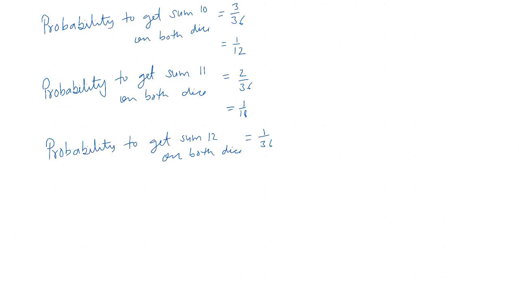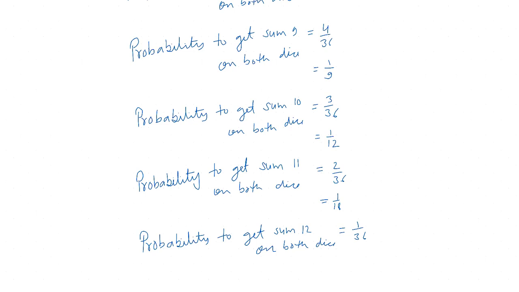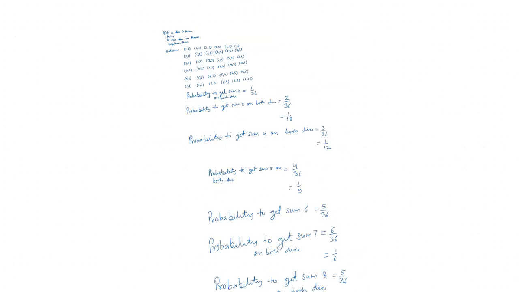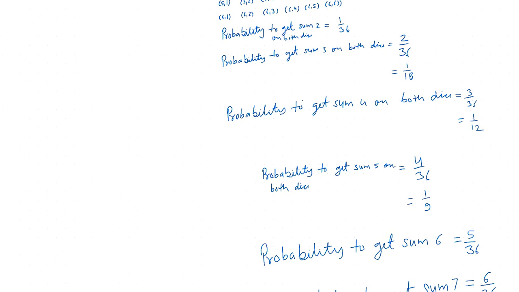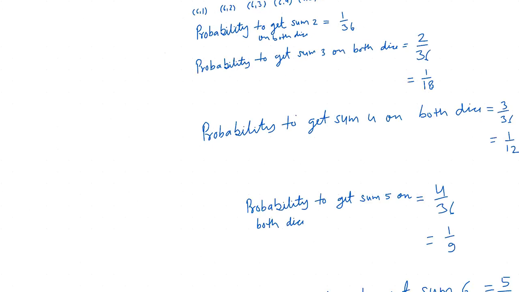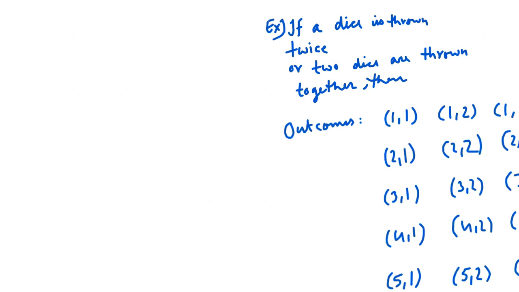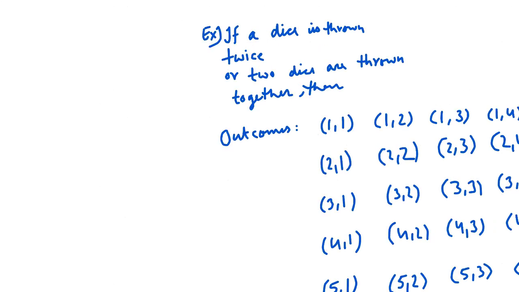Ma'am, why are you writing this on both dice? Can you explain why you're writing this? Yes, the probability to get the sum 12 on both dice. I'm telling you why we write here. If you take the second condition, where two dice are thrown together, then we write on both dice because we are taking the sum which we got on both dice. Okay, because these are outcomes together.